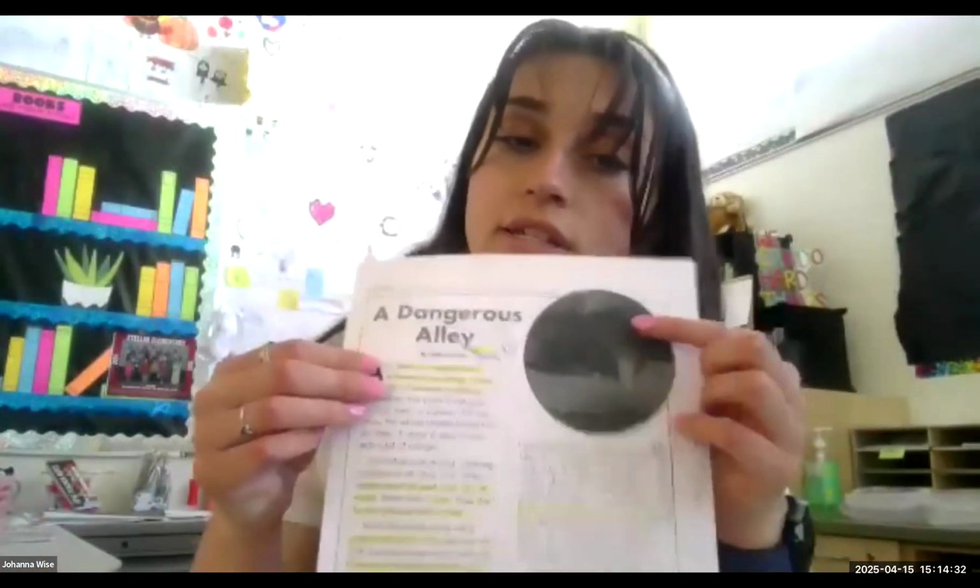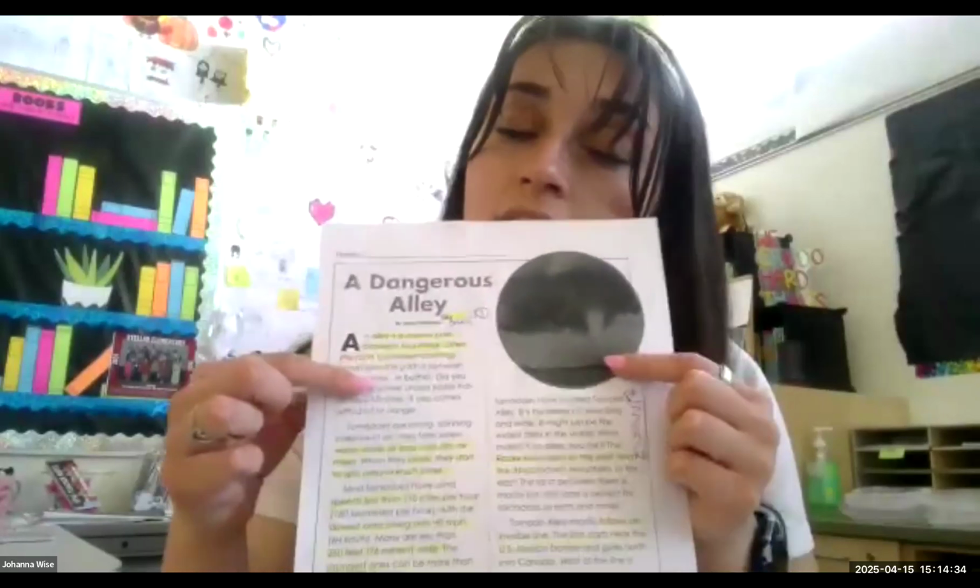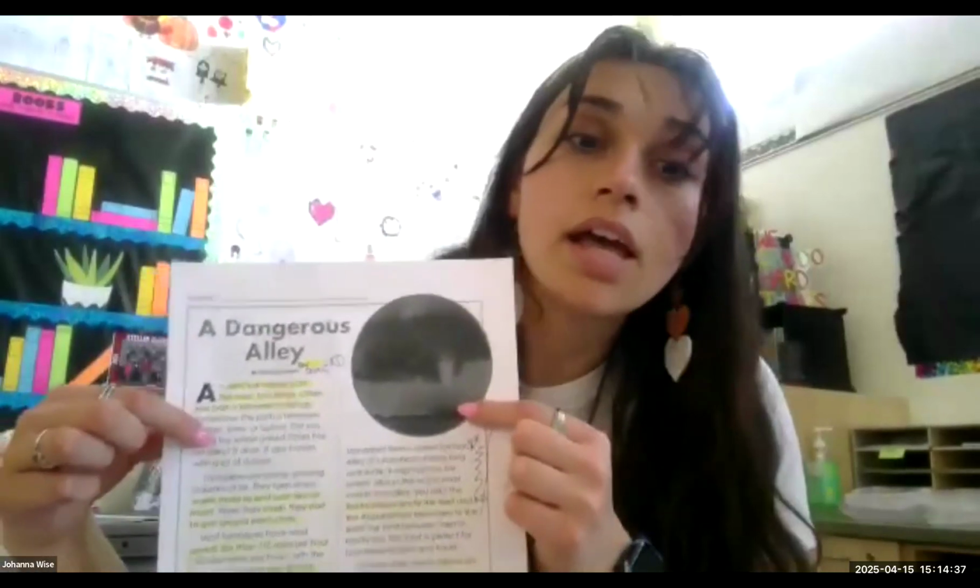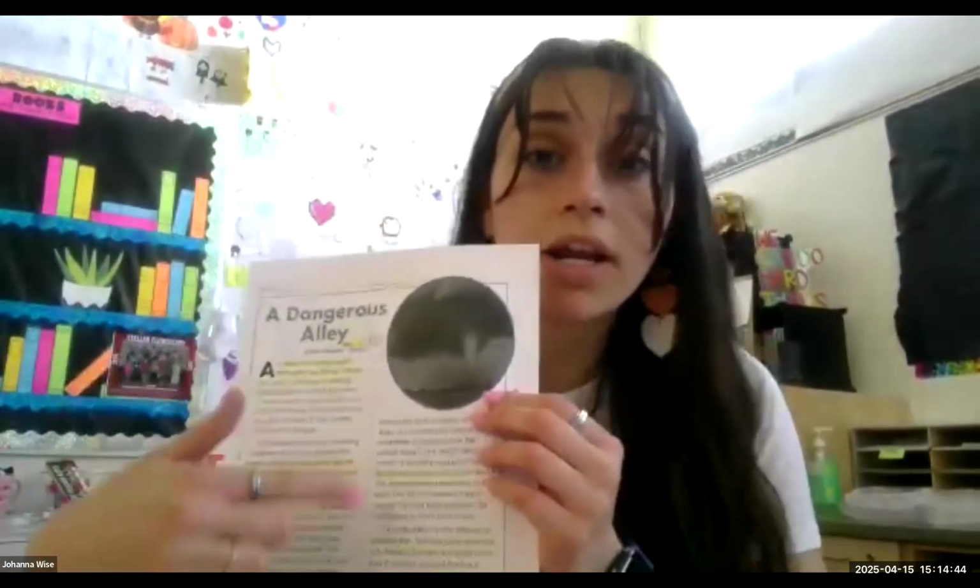Then you also need to provide a little bit of background knowledge for them so that they know what you are writing about. All right, it's important to provide some of that information because maybe they've never heard of whatever you're talking about before. Just like how in A Dangerous Alley, the first paragraph talks about what an alley is. It doesn't even talk about tornadoes, it just talks about what an alley is so that you can relate that information to Tornado Alley.